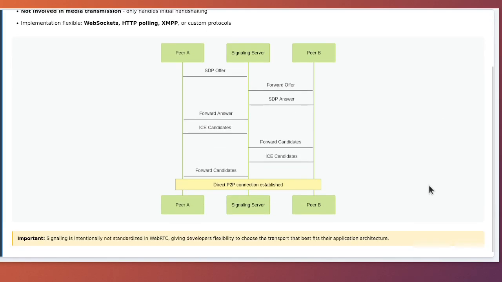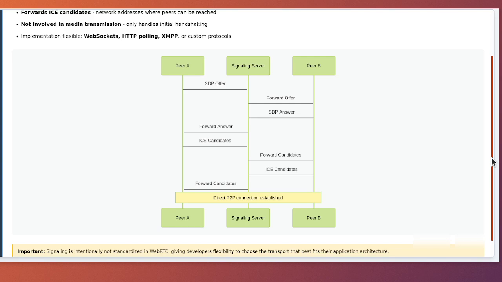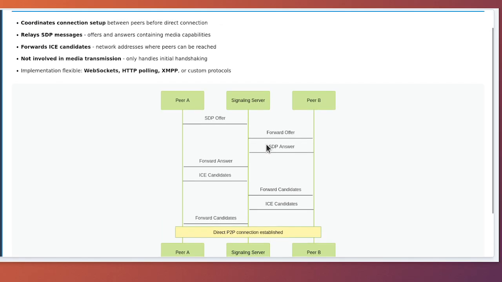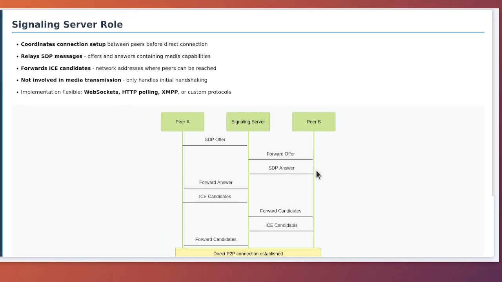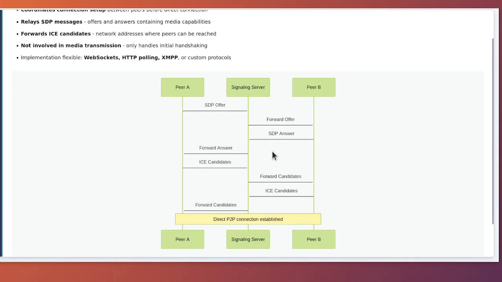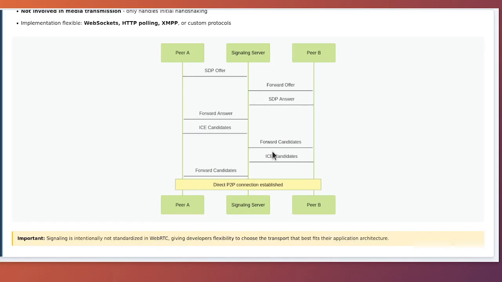The signaling process involves exchanging several types of messages between peers. First, peers must exchange SDP offers and answers, which describe the media capabilities and network information of each peer. These SDP messages contain details about what codecs each peer supports, what media streams they want to send or receive, and various parameters for the connection. The signaling server acts as a relay for these messages, taking an offer from one peer and delivering it to the other, and then returning the answer. Beyond SDP exchange, the signaling server also relays ICE candidates between peers.